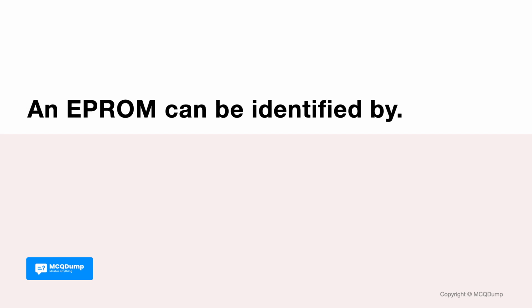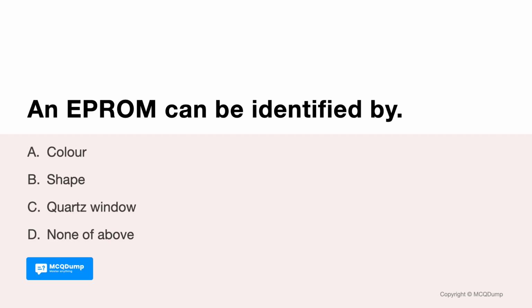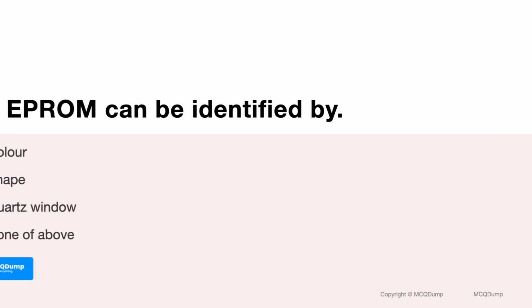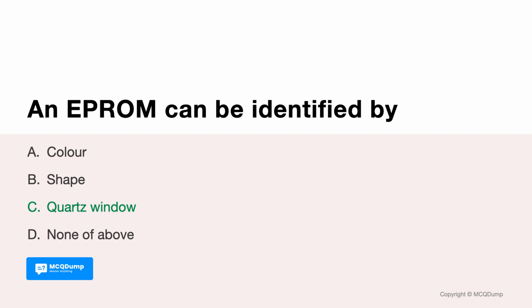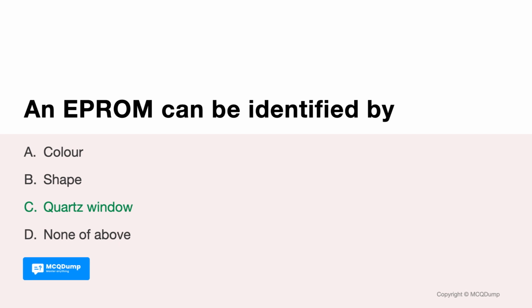An EPROM can be identified by. Options are A. Color. B. Shape. C. Quartz window. And D. None of above. Answer is C. Quartz window.